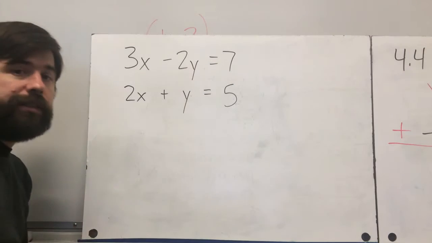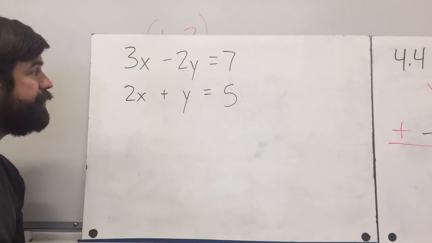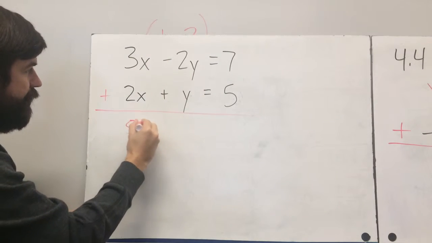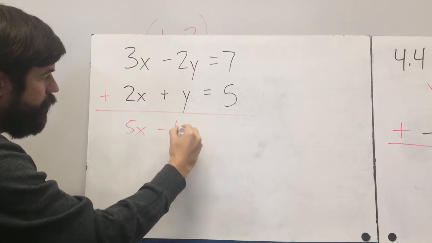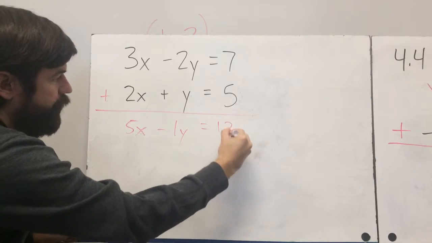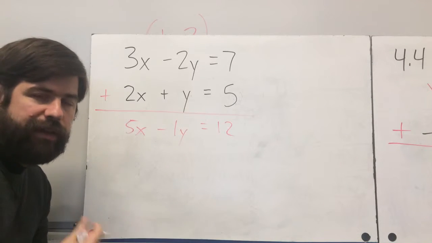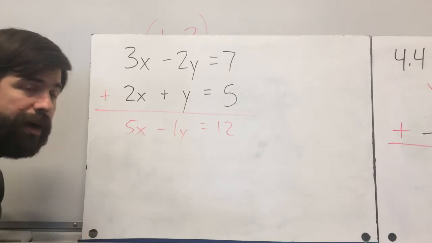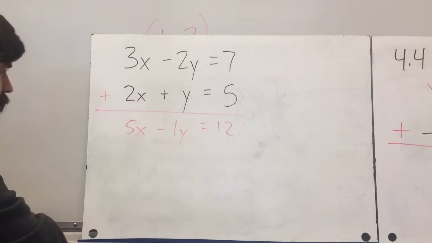Now the tricky part is sometimes nothing cancels. If I go ahead and add these up, nothing's going to cancel. 5x minus 1y equals 12. I'm no closer to finding a solution than I was before. I still have an x and a y. I'm going to try and cancel one of those out.